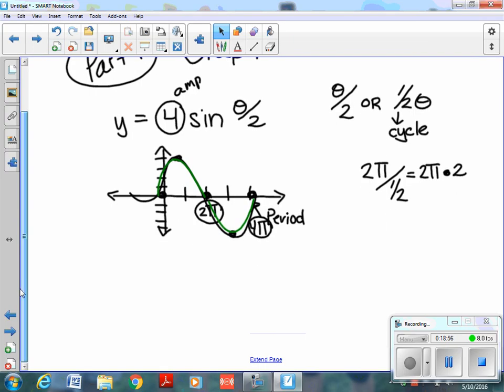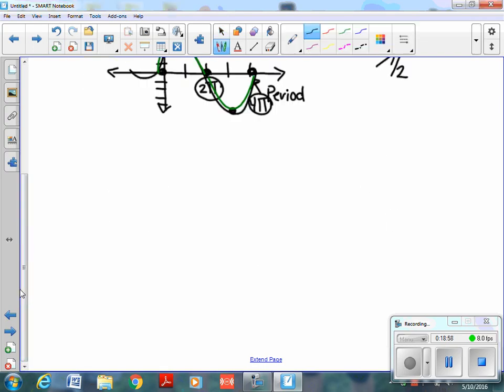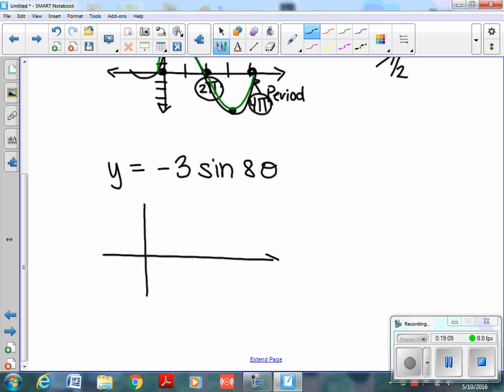Okay, let's make another graph. I'll make 2 more and we'll be done. Y equals -3 sine of 8 theta. Okay, what do we do if there's a negative sign? We really haven't talked about it. I know I'm going to go up 3 and down 3 because of the 3.